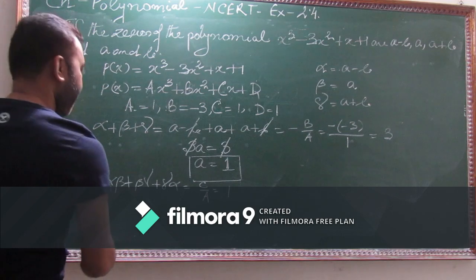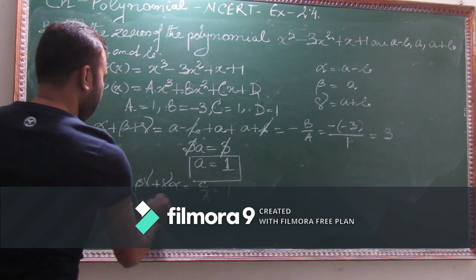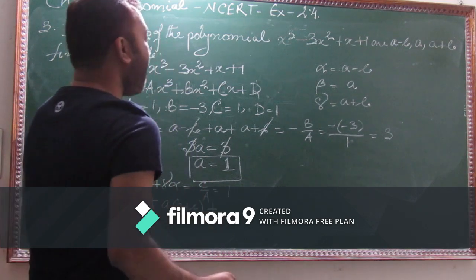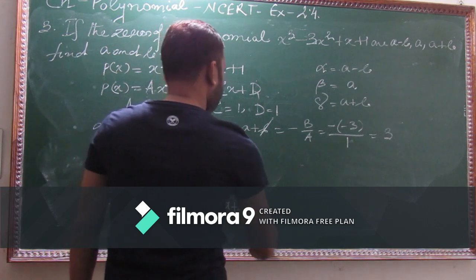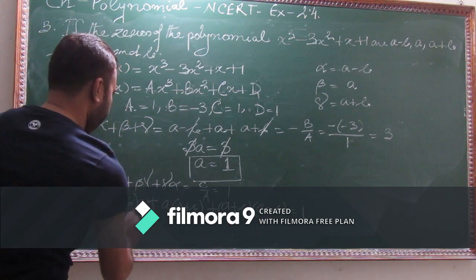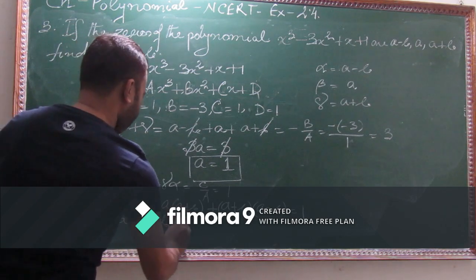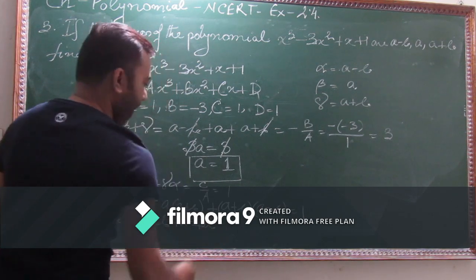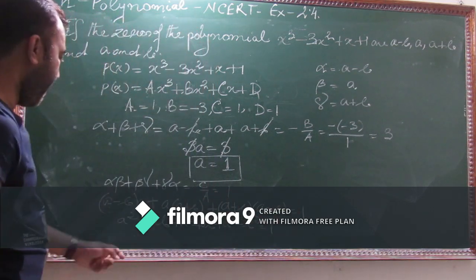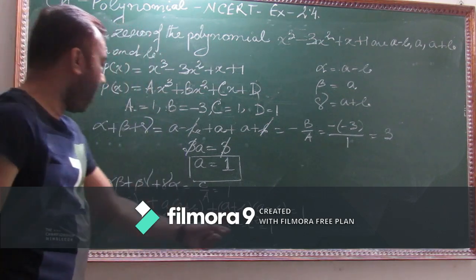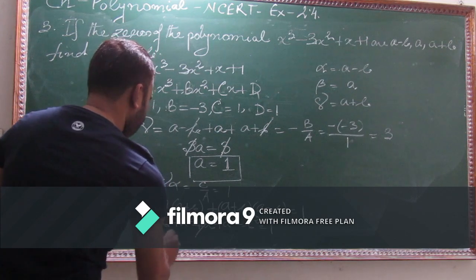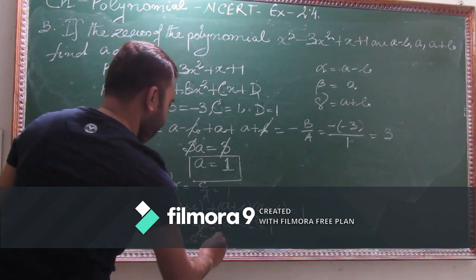Alpha beta is A minus B into A, plus beta gamma, A into A plus B, plus gamma alpha, A plus B into A minus B, is equal to 1. Now let me open the brackets. A into A is A square minus AB, plus A square plus AB, plus A square minus B square is equal to 1. This and this cancel. So A square plus A square plus A square is 3A square, so 3A square minus B square is equal to 1.